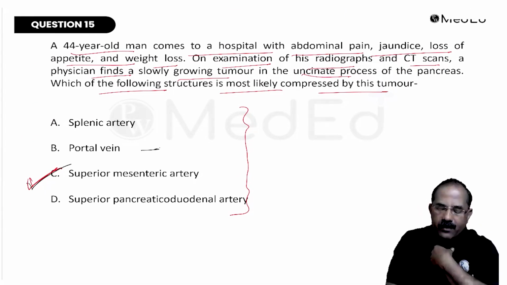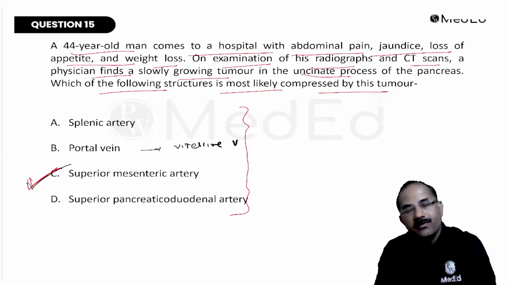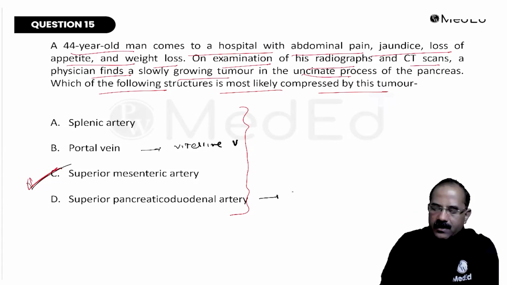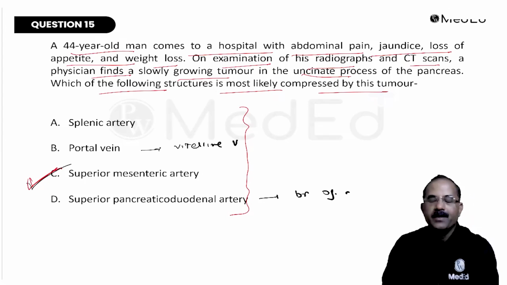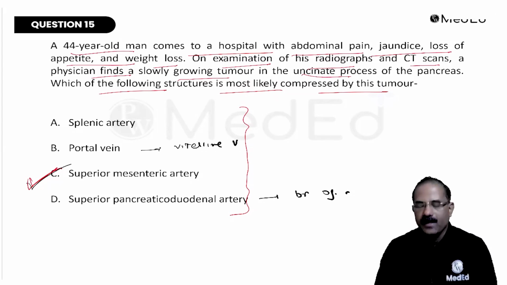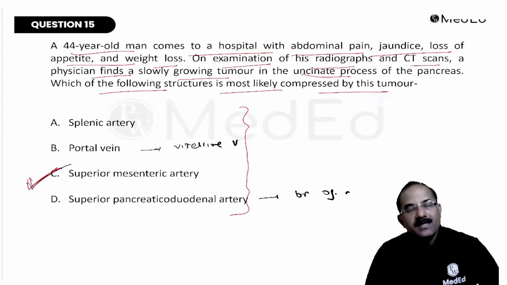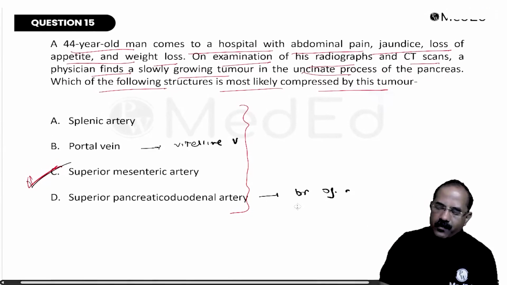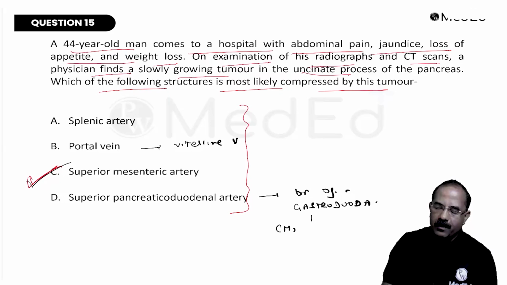So portal vein is derived from what? Vitelline vein. Okay, now portal vein is formed from the vitelline vein. Superior pancreaticoduodenal artery is a branch of what? Is this clear to all of you? Yes. Superior pancreaticoduodenal artery is a branch of what? Anyone? Gastroduodenal artery, which is a branch of common hepatic artery.